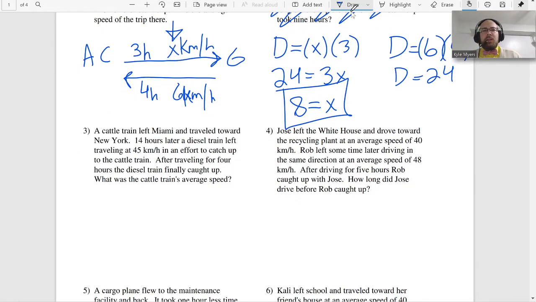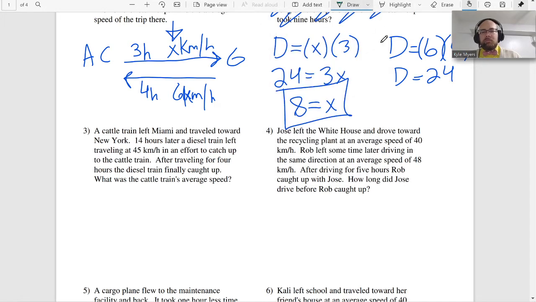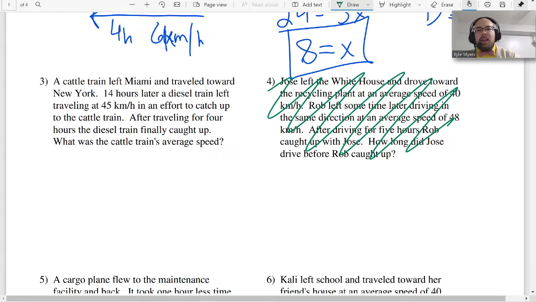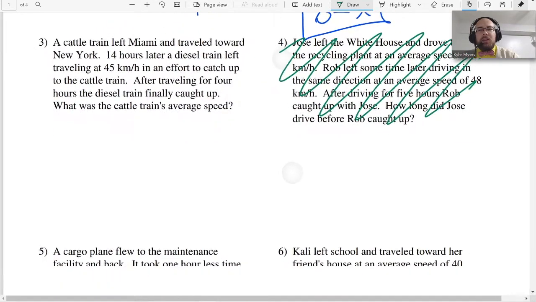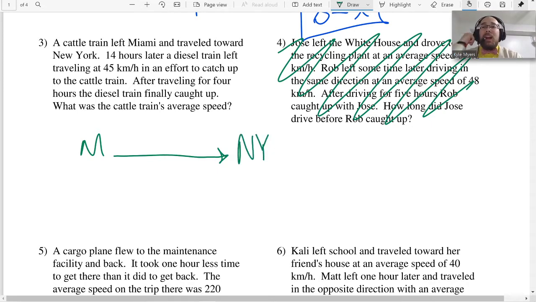All right, let's look at number 3. And we'll change color too, why not? Green. Okay, so again, odds on this one, evens on the next one. A cattle train is leaving Miami. Okay, I'm going to zoom in a little bit here as well. Cattle train leaving Miami and traveling toward New York. 14 hours later.